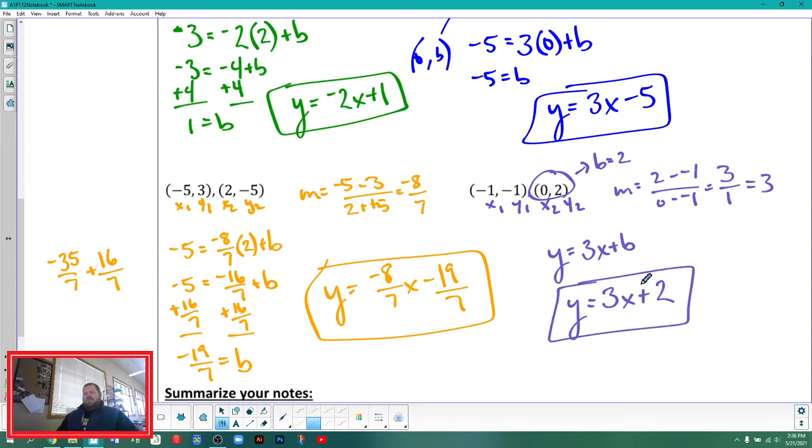If you don't trust that, go through the same process. Maybe pick that point. It's going to make things easy because you're going to get 2 equals 3 times 0 plus b. 3 times 0, 0, 0 plus b is b. So b equals 2.